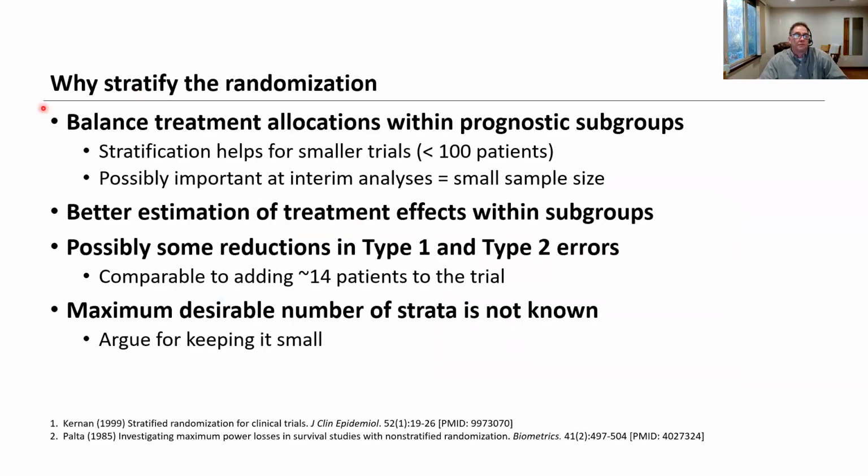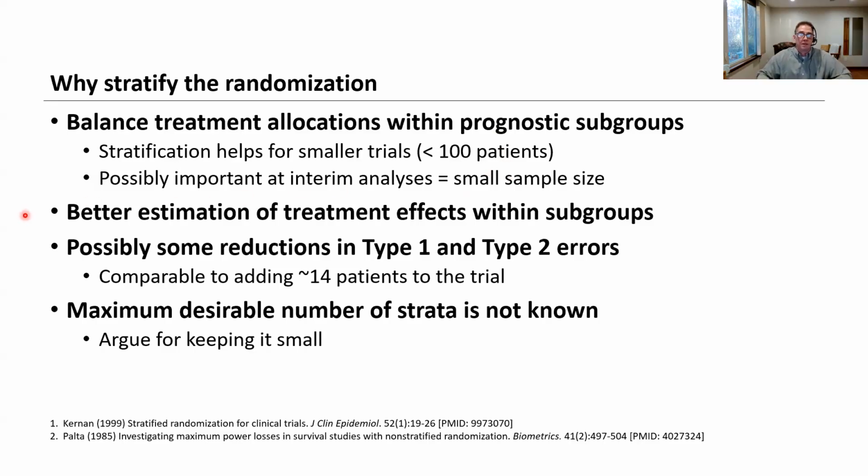So why stratify? Stratification balances the treatment allocations within prognostically significant subgroups. This particularly helps with smaller trials of something less than 100 patients, say. It's possibly important at an interim analysis where the sample sizes are small. And this is really the main reason that we do this.